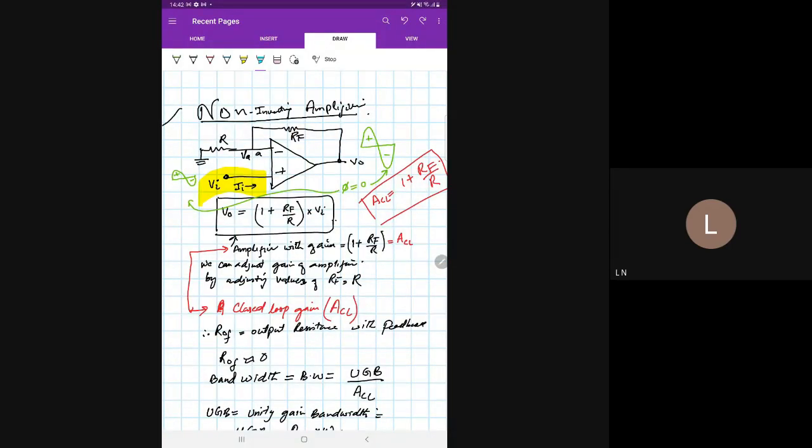Therefore, we can say then, this amplifier is having a gain equal to 1 plus Rf by R.